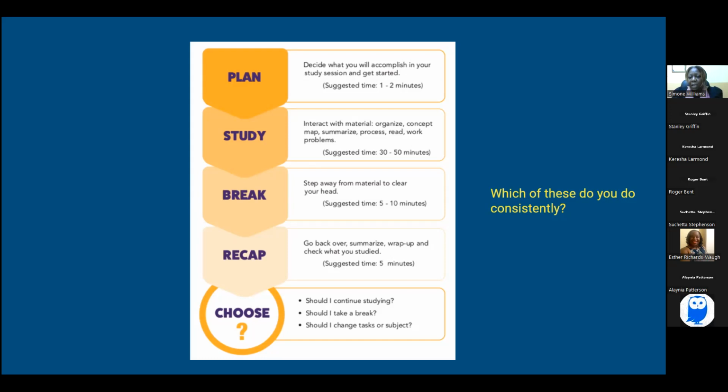If after the recap, you realize you didn't learn much, you can choose to continue studying, or you can take a break, or you can do a different task. So just to recap, when you sit down to study, you have to plan what you're going to study. And your course outline and your lecture notes are a good starting point. Then you have to integrate yourself with the studying so that the information means something to you.